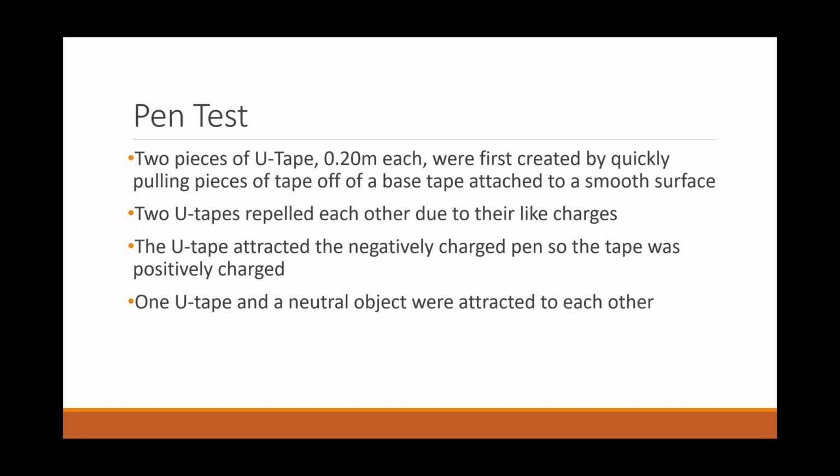The pen test was used to determine if the U-tape was positively or negatively charged. Two pieces of U-tape, 0.20 meters each, were first created by quickly pulling pieces of tape off a base tape attached to a smooth surface. The two U-tapes repelled each other due to their like charges, and one U-tape attracted a negatively charged pen, so I was able to determine that the U-tape was positively charged.